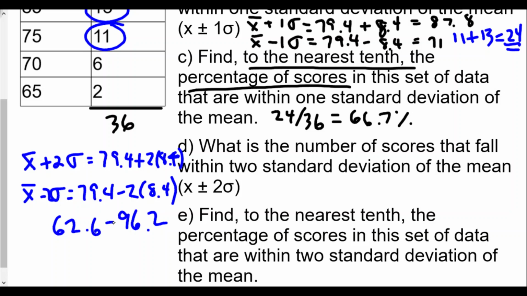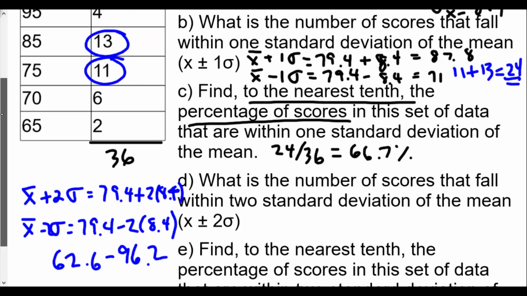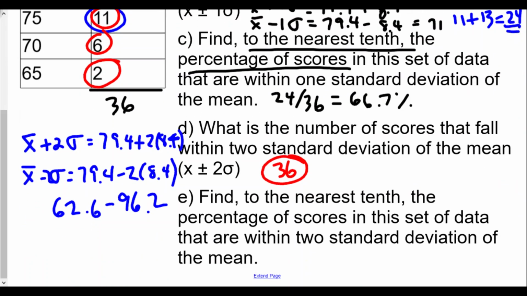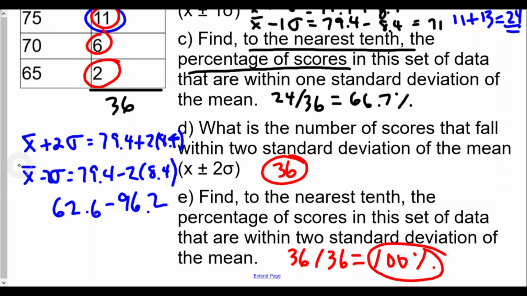That means we're trying to find how many scores are between 62.6 and 96.2. Well, that's all of them. So that would be 36 scores. Of course, you need to show the work here. Now, find to the nearest tenth the percentage of scores in this data that are within two standard deviations of the mean. That means 36 over 36, which is 100%. So all the data will fall in that range.